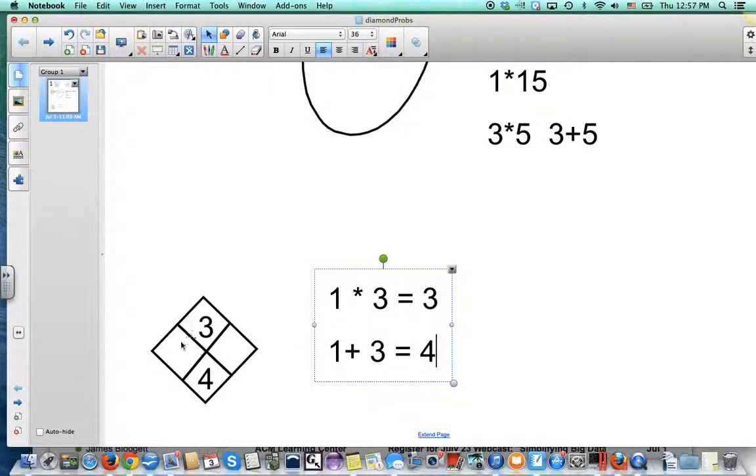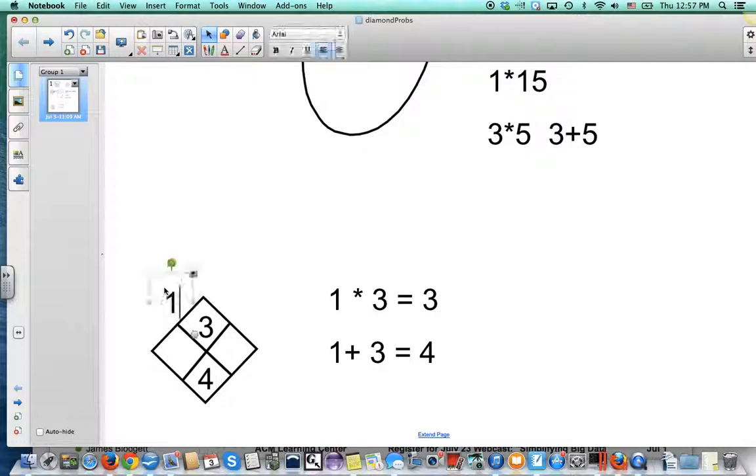And so 1 and 3 must be the numbers that I put into that little diamond problem, because they fit the rule. When I multiply them together, I get 3. When I add them together, I get 4.